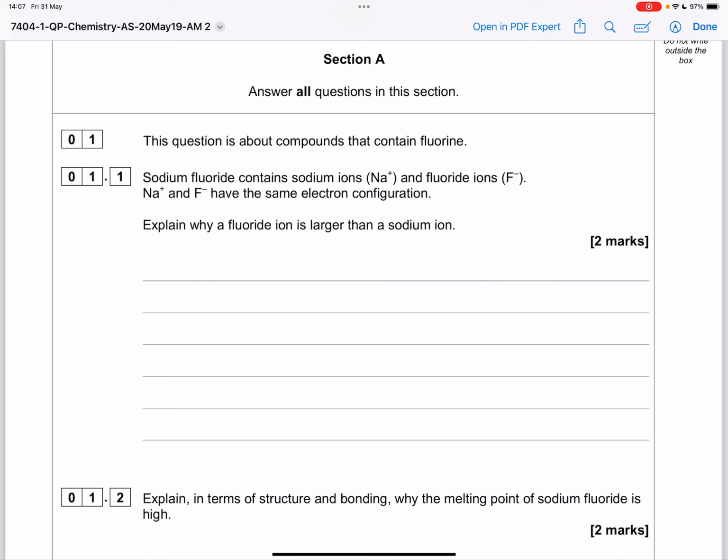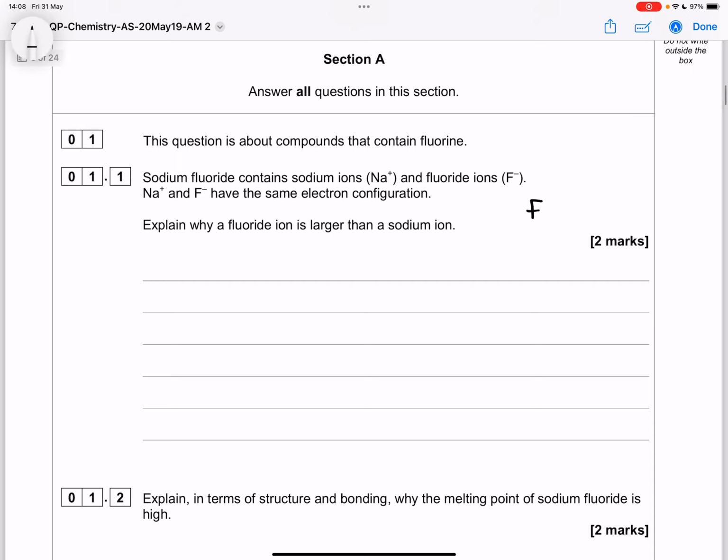This question is about compounds that contain fluorine. Sodium fluoride contains sodium ions and fluoride ions. Sodium ions and fluoride ions have the same electronic configuration. Explain why a fluoride ion is larger than a sodium ion. So to do this, you need to look at them in the periodic table.